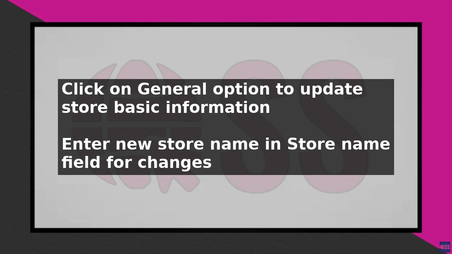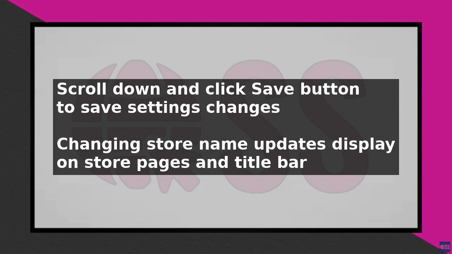After updating the store name, scroll down to the bottom of the page and click on the Save button. This will save the changes you made to your store's settings. It is essential to note that changing your store name will not affect your store's URL, but it will update the name displayed on your store's pages and in the browser title bar.